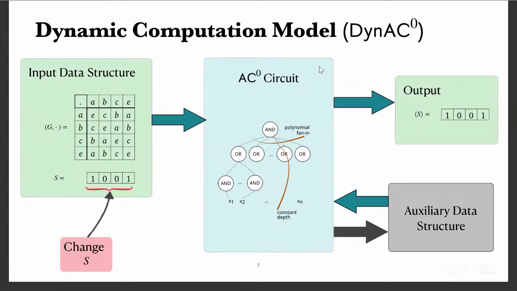Notice that we do not know how to do the membership problem in AC0, but we can make it AC0. That is the crux of the thing. So you can improve the performance of the algorithm by using dynamism. So we don't have to recompute everything from scratch.